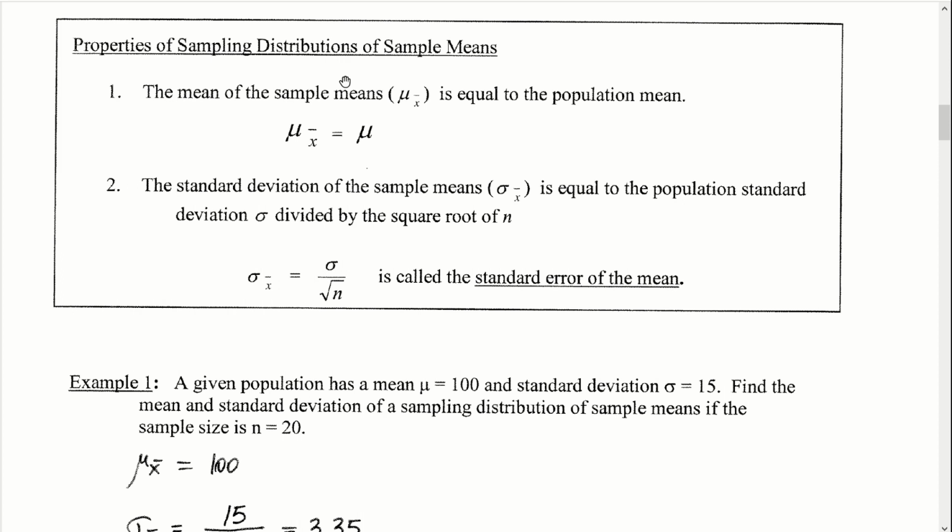So in this last section, these are 2 very, very important formulas that you want to put to memory. We'll get a lot of practice with them in the next batch of examples. But mu sub x bar is simply equal to mu, and sigma sub x bar is equal to sigma divided by the square root of n.